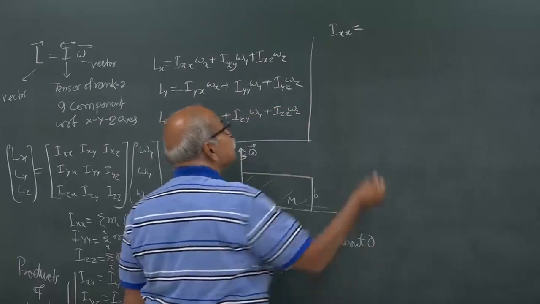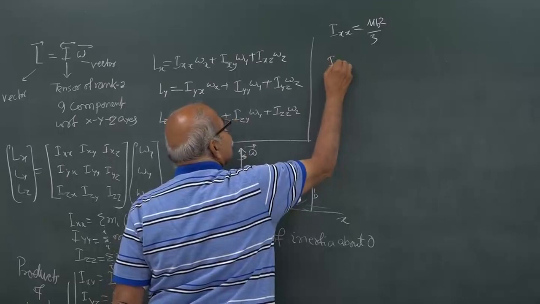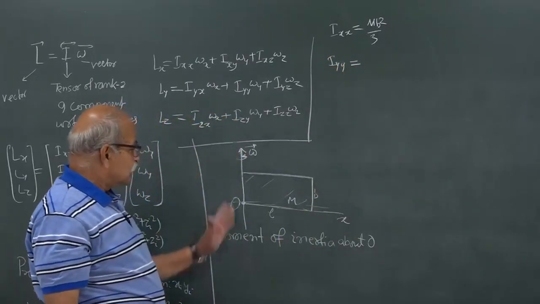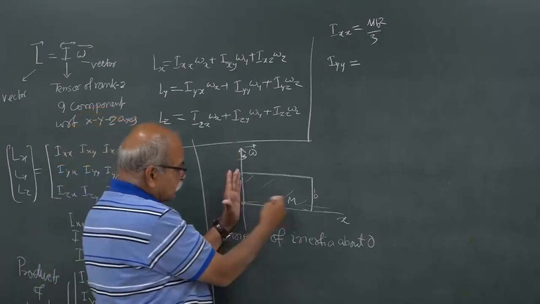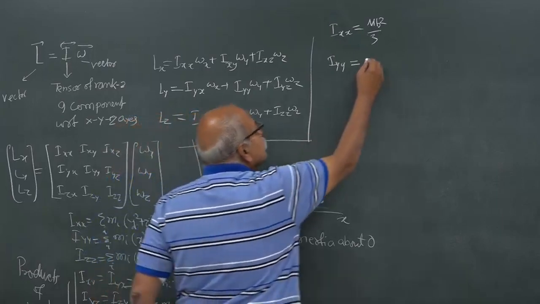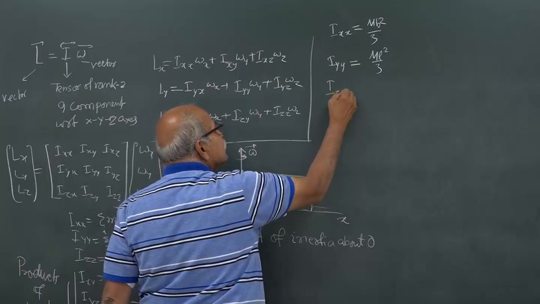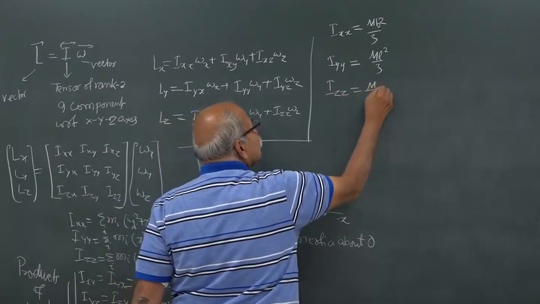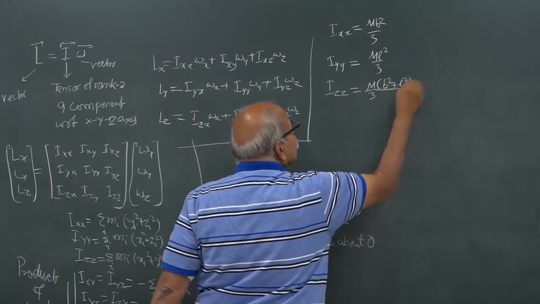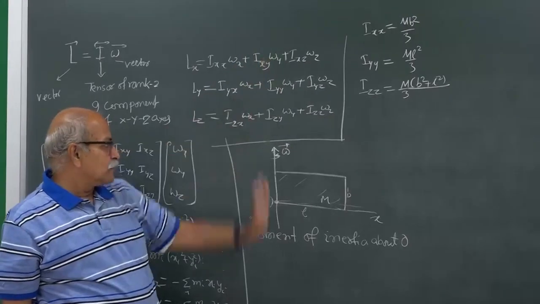So, this is mb square by 3, and similarly Iyy, which is the moment of inertia about the y axis. So, if this is a rod, it will be ml square by 3, and if you extend it this way, it remains ml square by 3, and Izz you can get using the theorem of perpendicular axis, it is b square plus l square. Okay. So, that is very simple, that you have done several times in your schools.